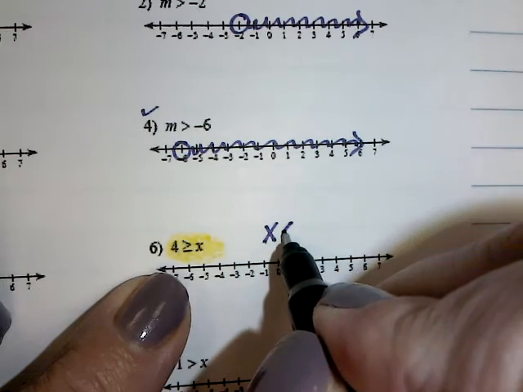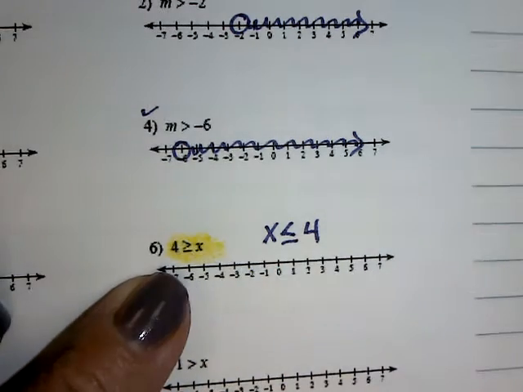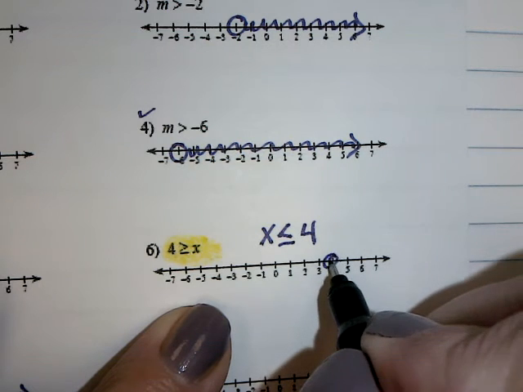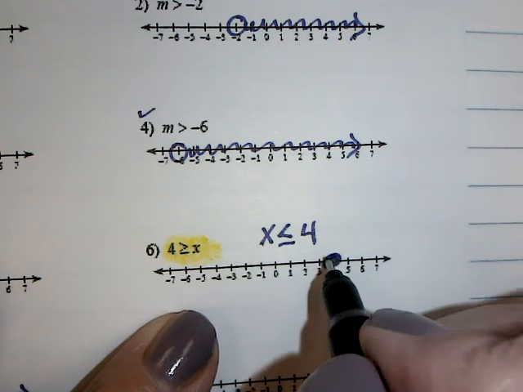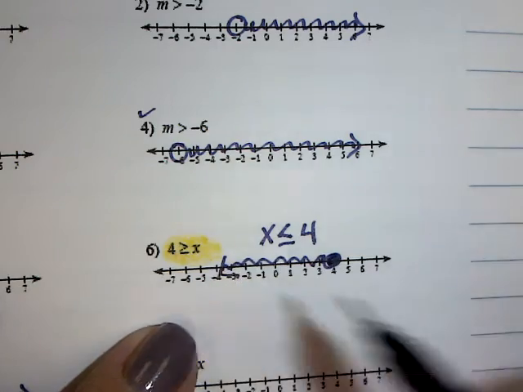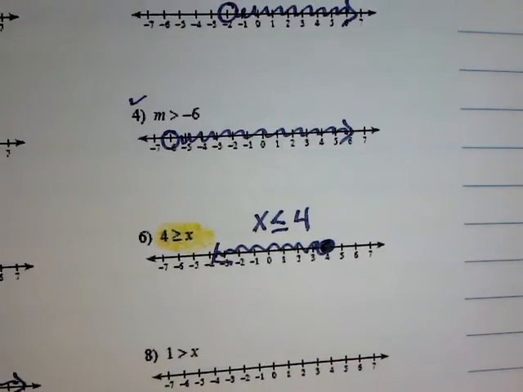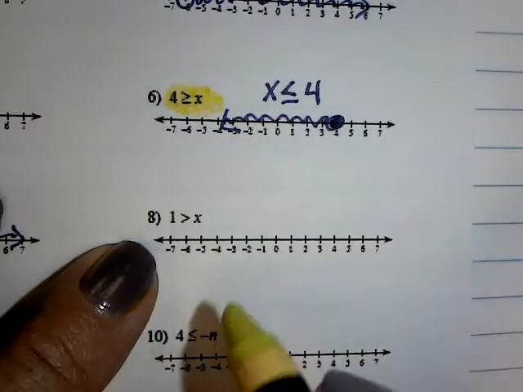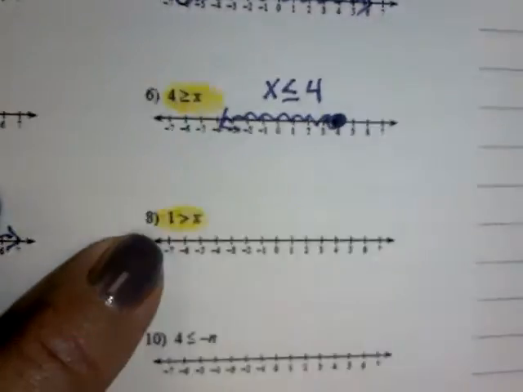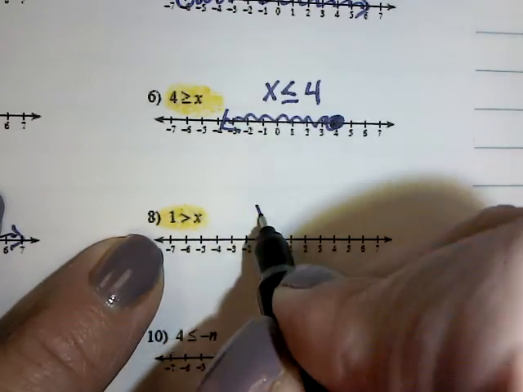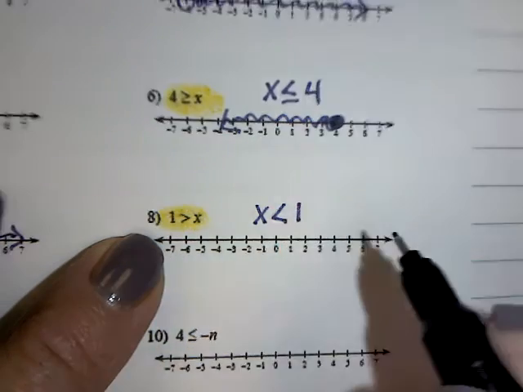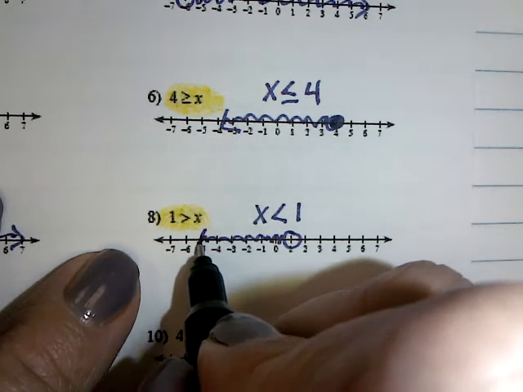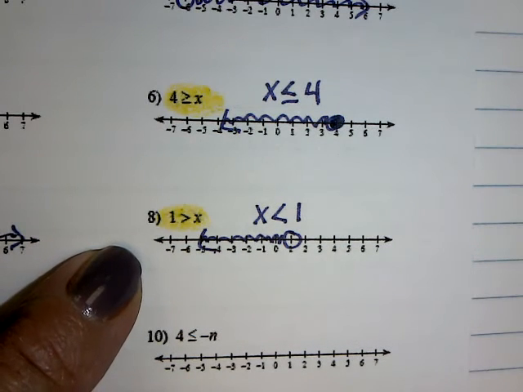X is less than or equal to 4. Change it around, flip it around. Color in your 4, less than. Going over to G, flip it. X is less than 1, open circle, going smaller than. Everybody okay?